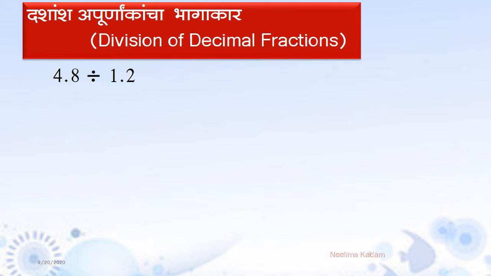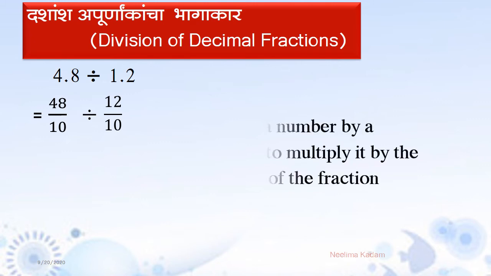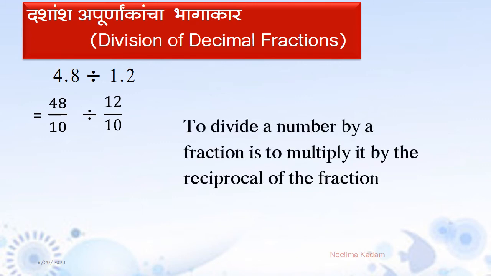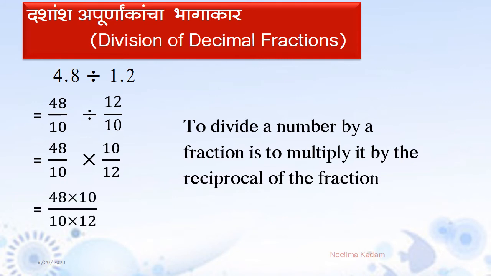4.8 divided by 1.2. So 4.8 means 48 by 10 divided by 1.2 means 12 upon 10. Now 48 by 10, again we have to take the reciprocal of 12 by 10. So 48 by 10 into 10 upon 12. Multiplication of numerator and denominator. 10 and 10 cancel. 12 1s are 12, 12 4s are 48. Therefore, the answer will be 4 upon 1, that is 4.